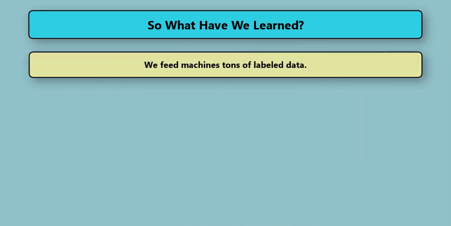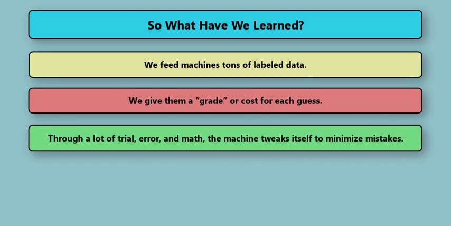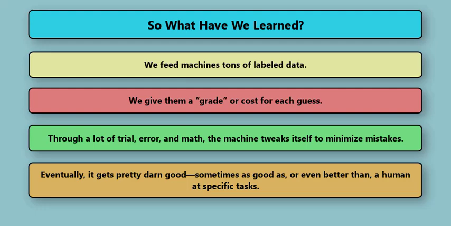We feed machines tons of labeled data. We give them a grade or cost for each guess. Through a lot of trial, error, and math, the machine tweaks itself to minimize the mistakes. Eventually, it gets pretty darn good, sometimes as good as or even better than a human at specific tasks. And that, at its core, is how machine learning works. Actually, pretty human after all, right?